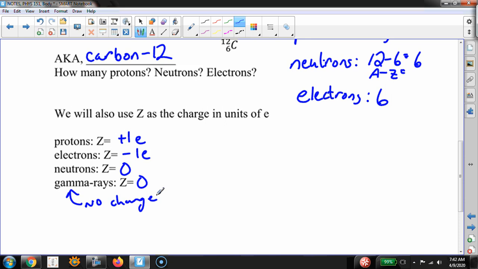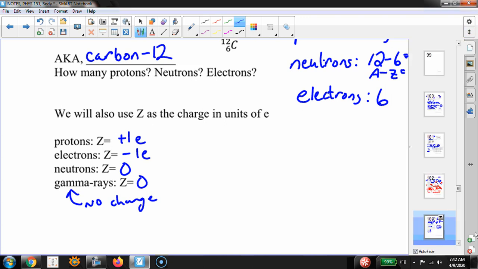But again, gamma rays are not particles. Gamma rays are photons. They are little corpuscles of light, little pieces of light. We'll call them particles of light, but they don't have a mass or a charge.